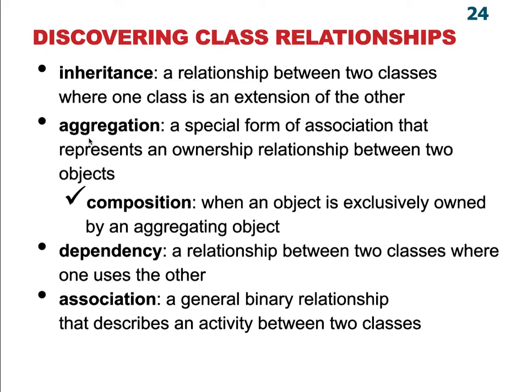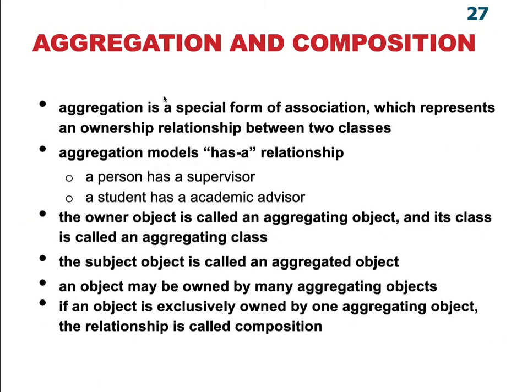Another class relationship is aggregation and composition. So let's take a look at it in detail. Aggregation and composition are very related, and composition is a special case of aggregation. Aggregation is a special form of association which represents an ownership relationship between two classes, which means if A owns B, A and B are in an aggregation relationship.